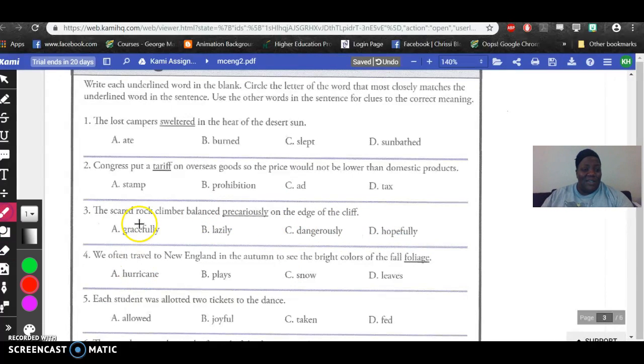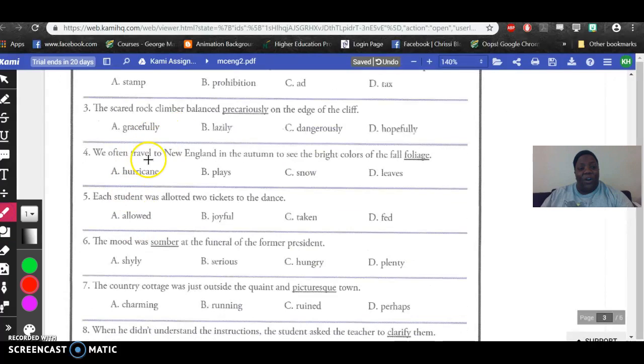Okay, let's take a look at number 4, and I'll leave the rest of this page for you. So number 4, we often travel to New England in the autumn to see the bright colors of the fall foliage. All right, so try to picture what you can in your head. We often travel to New England in the autumn time. You know what happens in the autumn, okay? To see the bright colors of the fall foliage.